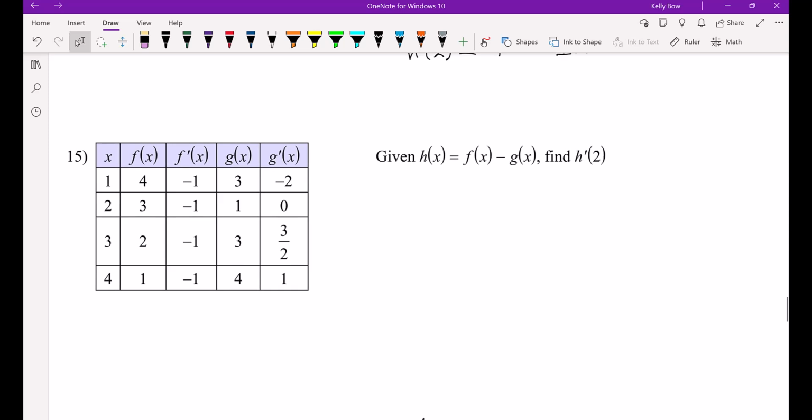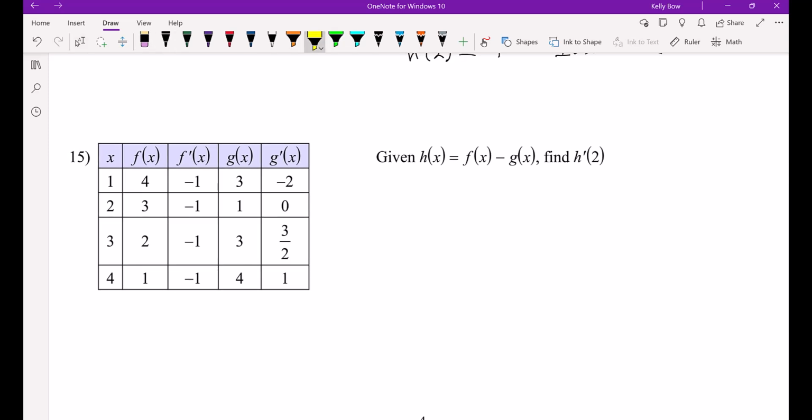So we're going to do the same thing, but subtract. Again, we're at the x value of 2, and what we care about is f prime and g prime, but we've got to subtract. So h prime, when the x value is 2, is f prime of 2 minus g prime of 2. So f prime at 2 is negative 1, subtract g prime, which is 0, just like that.